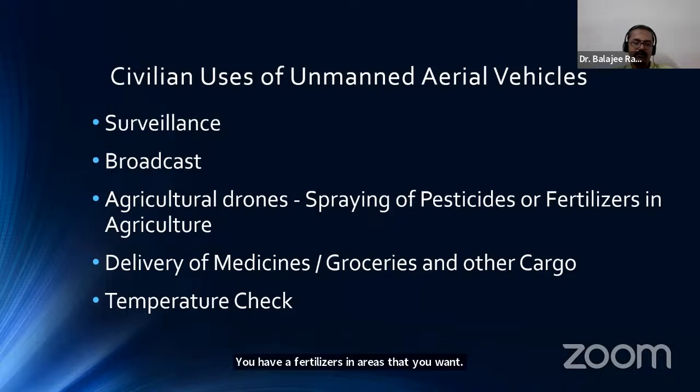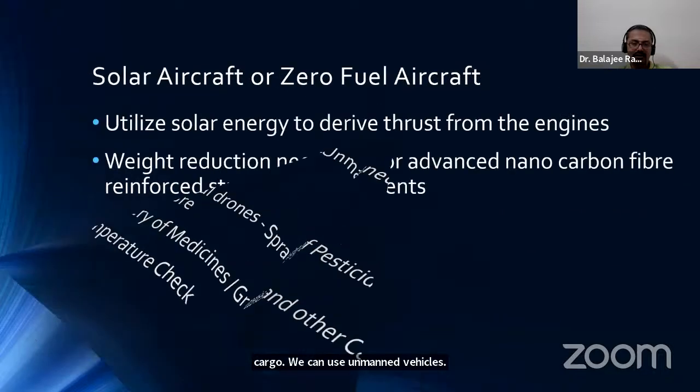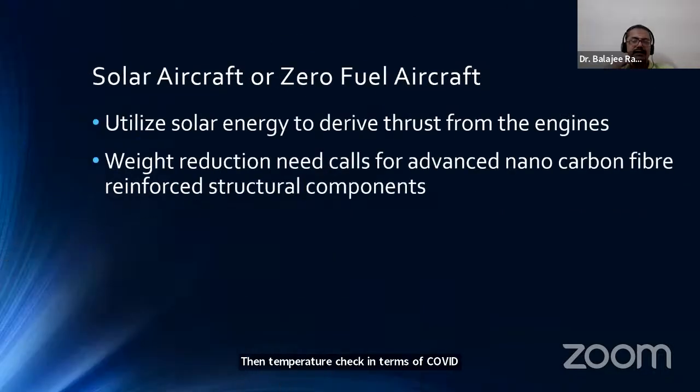Then deliveries of medicines, groceries, and other cargo, we can use unmanned aerial vehicles. Then temperature check in terms of COVID. The next area of development is actually related to sustainability.